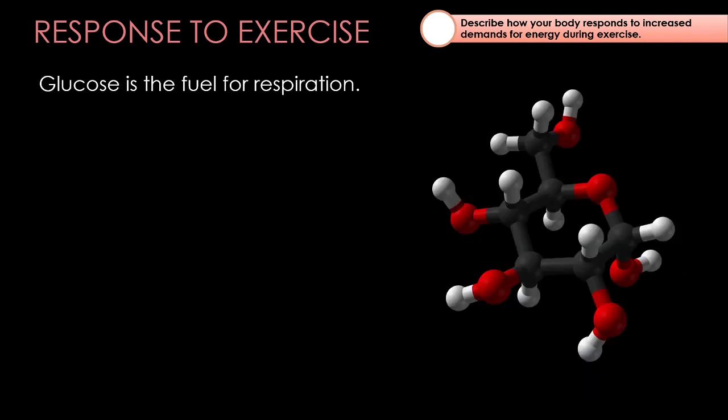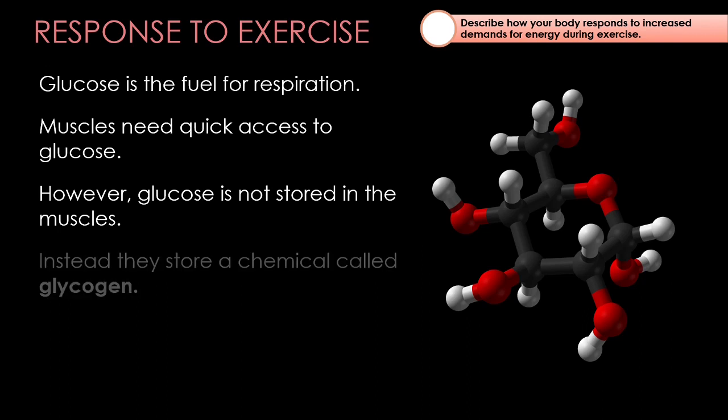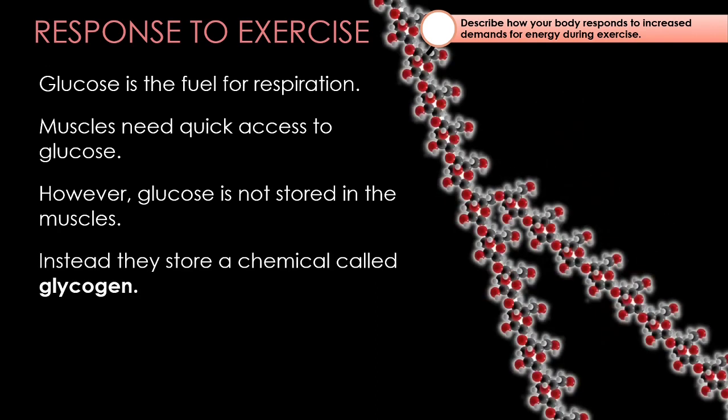The fuel that's required for aerobic and also anaerobic respiration is glucose. And your muscles need quite quick access to this. Thankfully, your muscles can access glucose very quickly, but it's not because glucose is stored in the muscles. In fact, glucose is not stored in the muscles. Instead, your muscles store something called glycogen. Now, glycogen is like a long chain of glucose molecules. This is a glycogen molecule, at least part of a glycogen molecule. And if you look very closely, each of these little bits are in fact individual glucose molecules just bonded together.